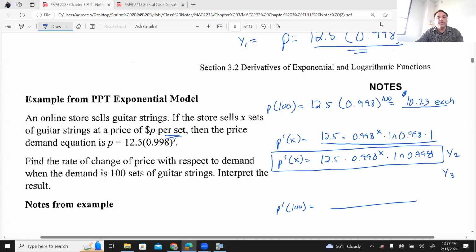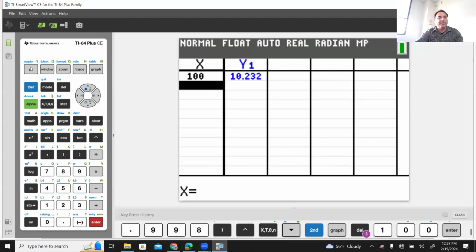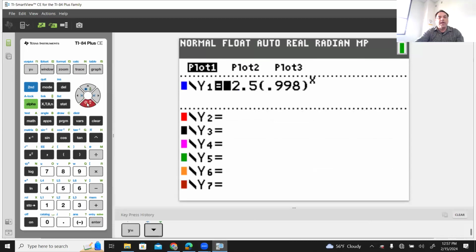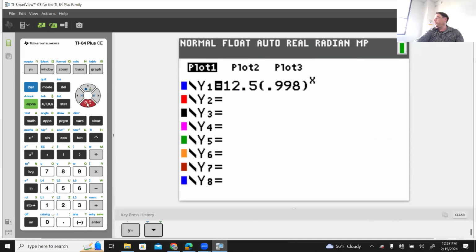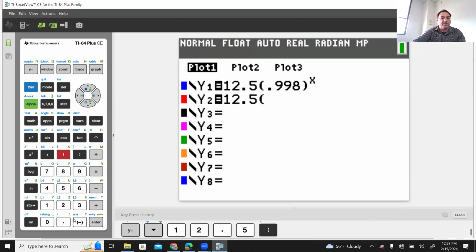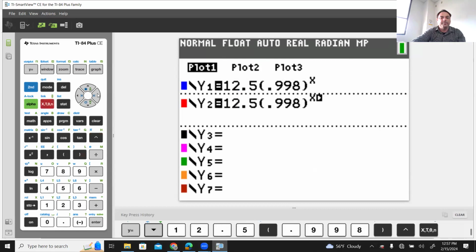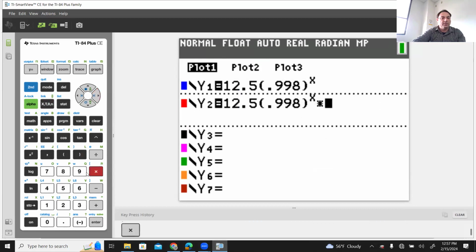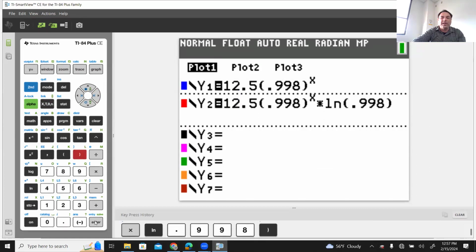So we found the derivative. We go to the calculator. We go to y equals. I'm going to put my derivative in y2, which was 12.5, parentheses, you can do without parentheses, 0.998 raised to the x times ln of 0.998. And again, if you're like, I'm a little worried, what if it's wrong?